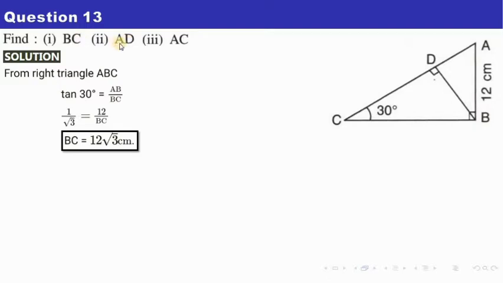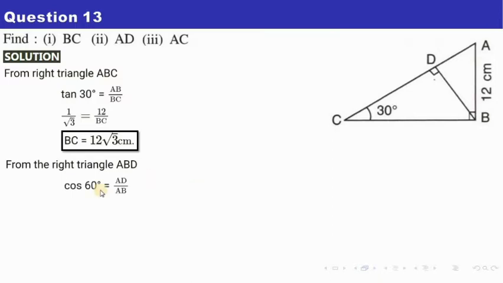Second, we need to find AD. So where is AD? Let's have a look at this. AD is out here, right? So we will find what is AD. From triangle ABD, let's observe this triangle. This is again a right angle triangle because this has to be 90 degree, isn't it?